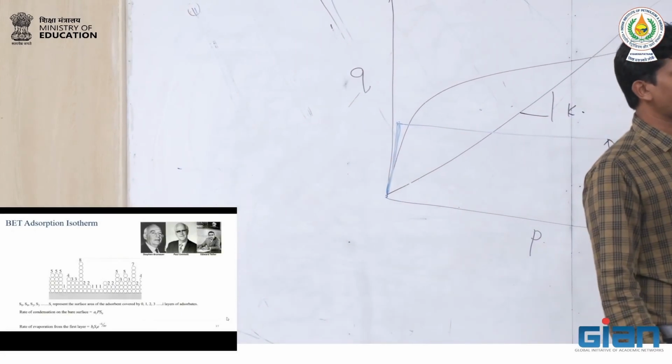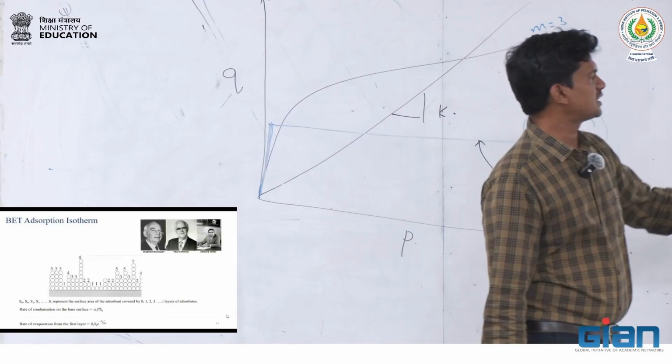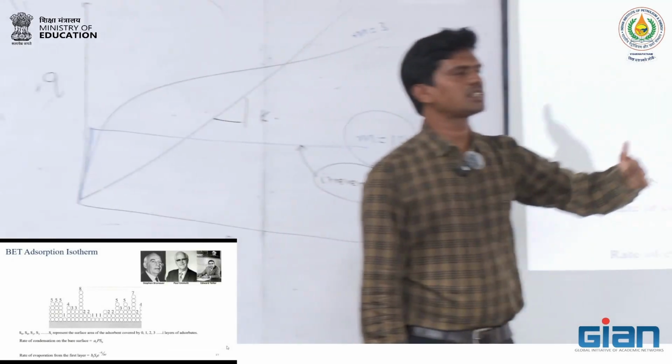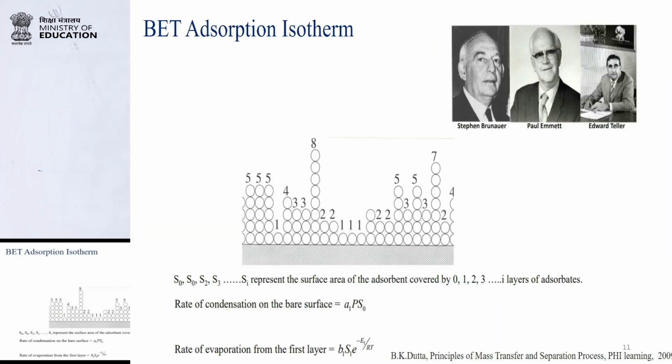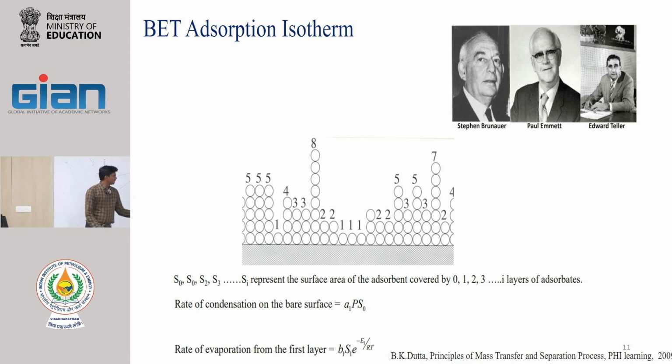Whatever we did for the Langmuir adsorption isotherm, a similar derivation we have to do for BET. But the only difference is that on the first layer, gas molecules adsorb on the surface. On the second layer, the gas molecules adsorb on the gas molecules. Here you will see the rate of condensation, so gas molecules come and sit on other gas molecules, forming a liquid-like structure. And then the top layer of gas molecules is interacting with the gas phase.